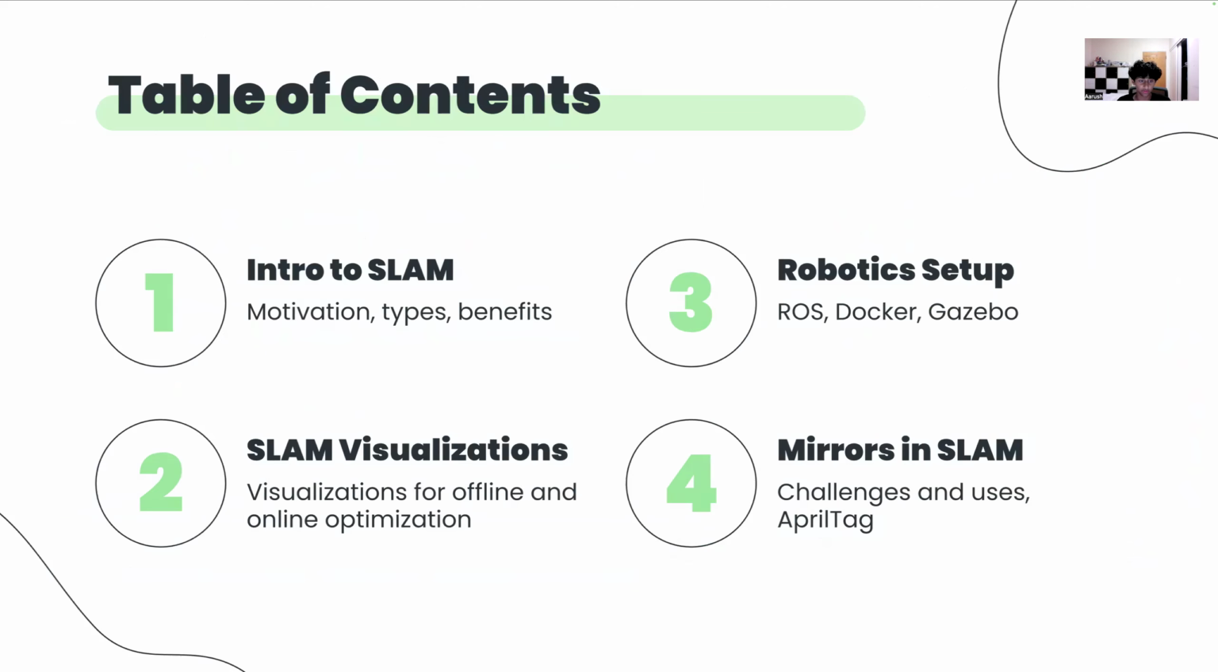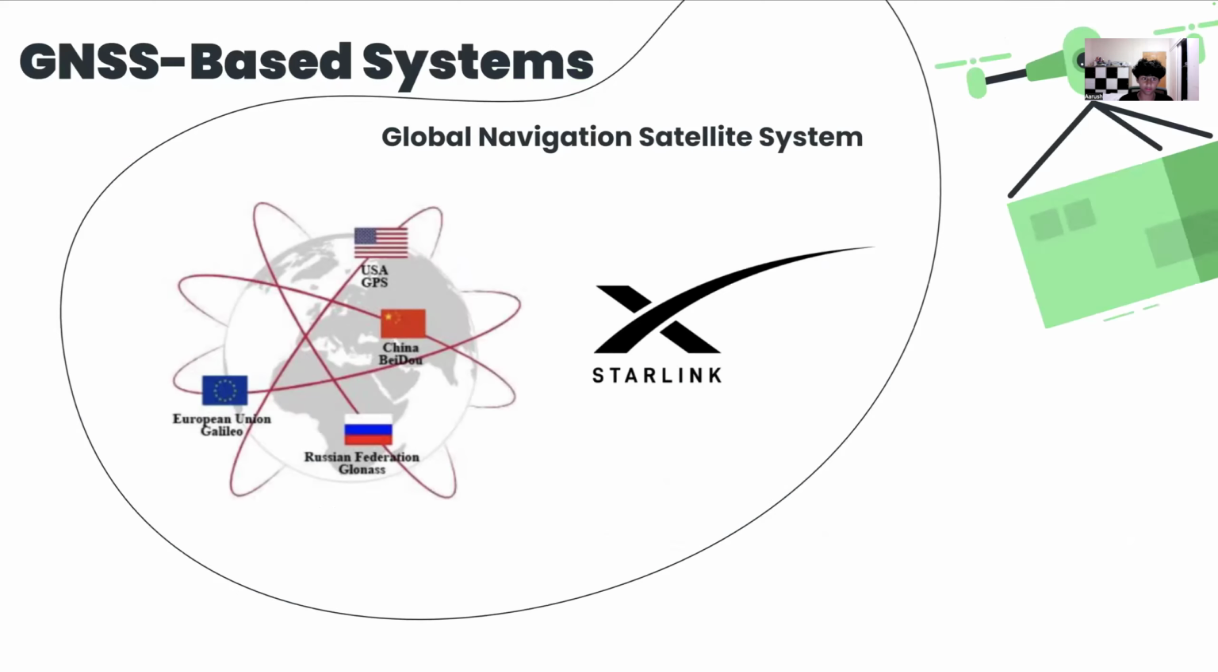Here's the table of contents. We'll start with an introduction to SLAM, motivation for it, types of SLAM, and the benefits of it. Next, we'll look at SLAM visualizations. These are visualizations we've coded to show how SLAM works and what it does. Next, we'll go on to the robotic setup. We'll talk about ROS, Docker, Gazebo. These are all important hardware and software components we use for our project. And then later, we'll go on to mirrors and SLAM and the challenges faced, and how we use April tags to overcome this.